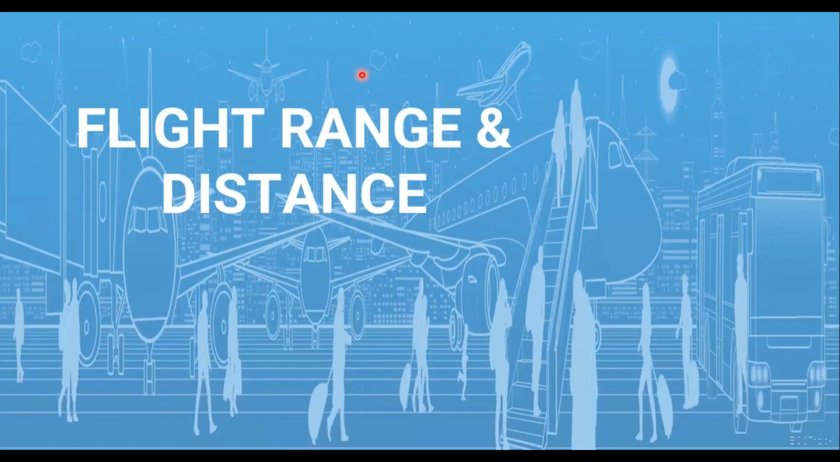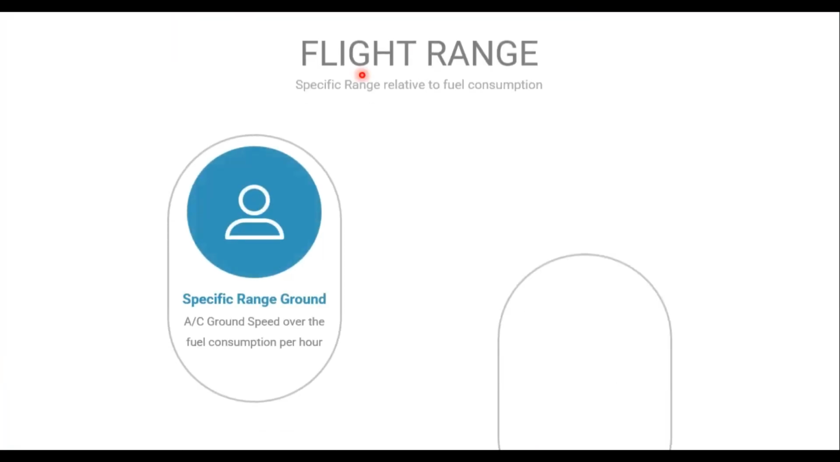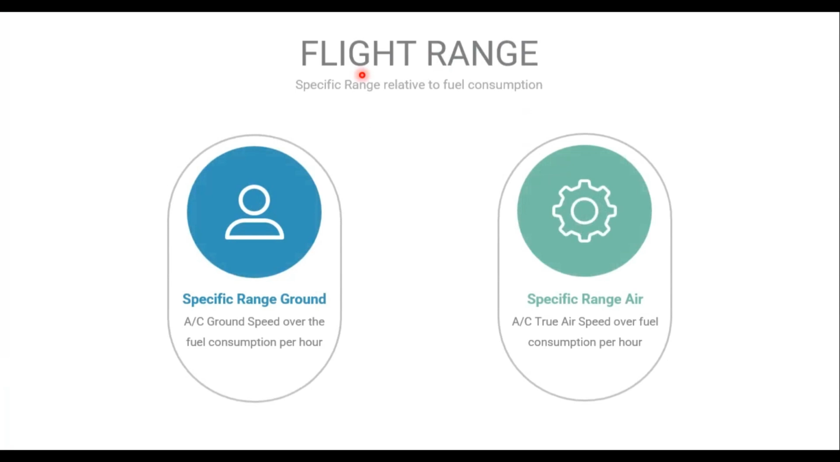Okay, now we move to the last part, the flight performance, range and distance. We say that we have 2 types of distances on board.